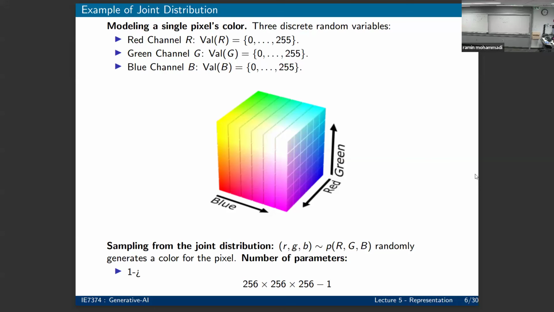Because if you have two out of three, for the last one you don't need the third one, right? So it becomes minus 1. So for an image, in order to do the learning, if you want to represent the joint probability distribution of the RGB image, you actually need that many parameters. It's kind of hard and expensive, right?